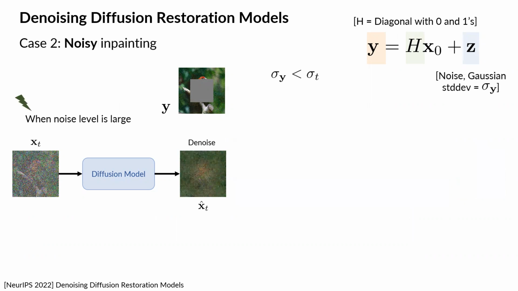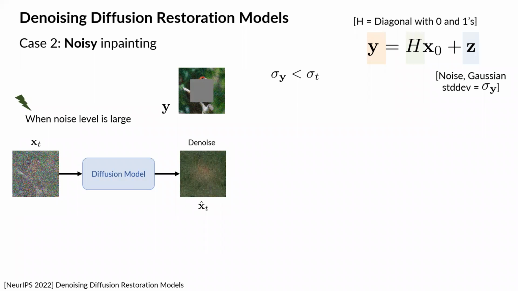But a second case that is slightly more difficult is the case of noisy inpainting. In this case, we not only observe masked images y, but on every dimension of observed y, we have a certain amount of Gaussian noise. We assume that this is known, with a Gaussian standard deviation of sigma y. The H is still a diagonal matrix with zeros and ones.